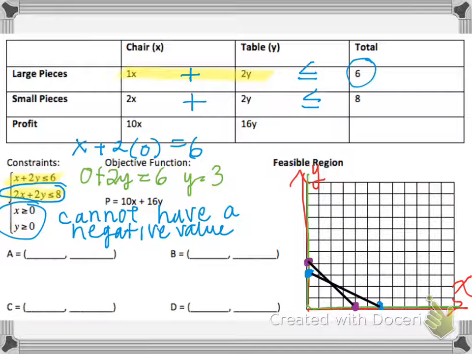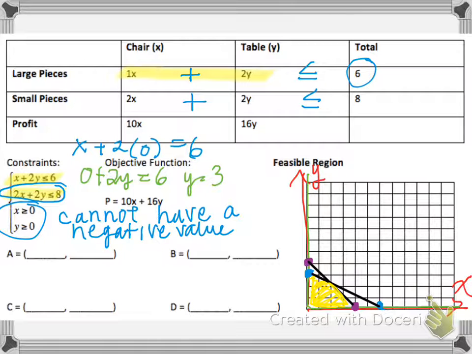Okay, so if I think about shading for this inequality, if I plug in 0, 0 for x and y, I get 0 is less than or equal to 8. So I also want to shade below. And then it becomes kind of obvious to me where the feasible region would be. So it kind of is within this little strange shape right here.